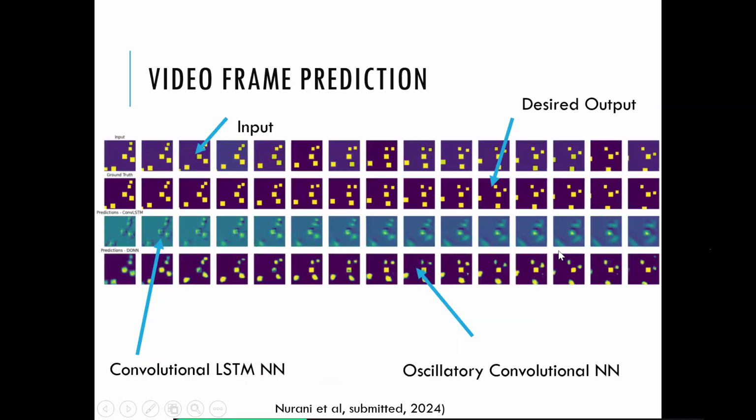Then we applied this to video frame prediction. That means I give a series of image frames, which consist of moving squares, and the network has to predict the next frame in that video. So the top row is the input, the second row is the desired output, the third row is the output of a convolutional LSTM neural network, which is like a gold standard right now. The fourth row is our model, the convolutional oscillator neural network. You can see that it's much better. This paper was accepted in Scientific Reports just last week or so.